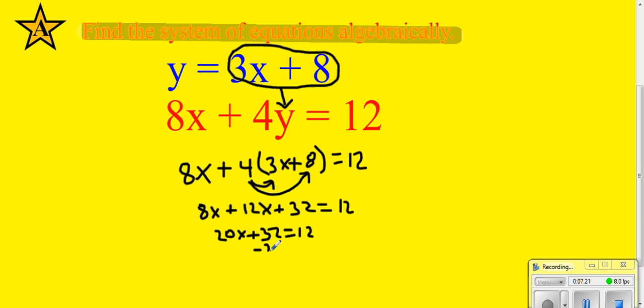You subtract 32 from both sides. This is a two-step equation. Use inverse operations to start to get the x alone. So you have 20x equals negative 20. You divide by 20 on both sides. And again, for the second straight problem, the 20s cancel out, and x equals negative 1 this time.